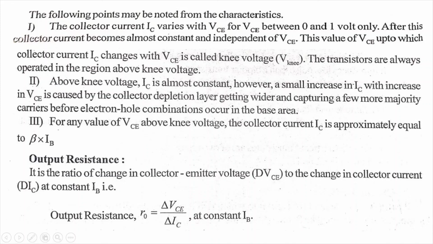However, a small increase in IC with increase in VCE is caused by the collector depletion layer getting wider and capturing a few more majority carriers before electron hole combination occurs in the base area. For any value of VCE above knee voltage, the collector current IC is approximately equal to beta into IB. Output resistance is the ratio of change in collector emitter voltage to the change in collector current at constant IB, that is, output resistance R0 equals delta VCE upon delta IC at constant IB.